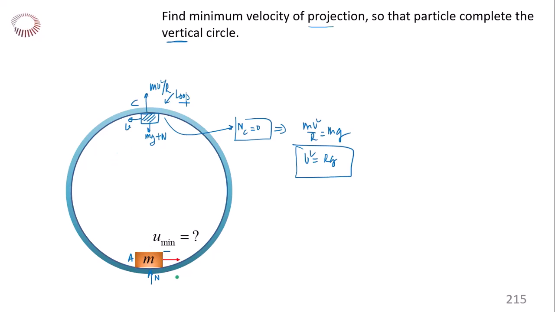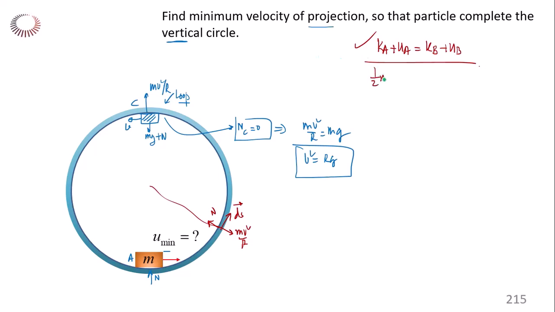Again, if I do the energy balance between A and C, I will get the same result of root 5 gr. Kinetic energy at point A plus potential energy at point A should be equal to kinetic energy at point C plus potential energy at point C. Here, instead of tension, the normal is coming. But at any instant, the normal is in this direction, like the tension, and mv square by r is in this direction. Both are perpendicular to the velocity vector, so both will do zero work. We are left only with the conservative force, so only kinetic and potential energy.